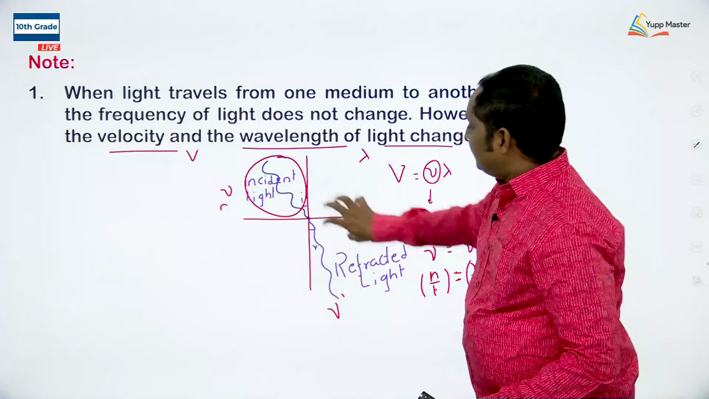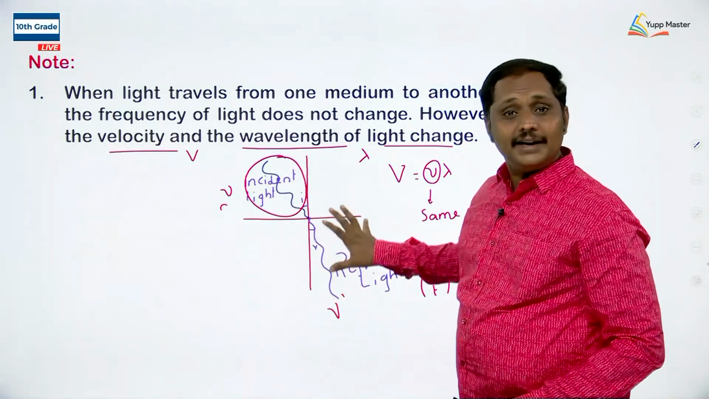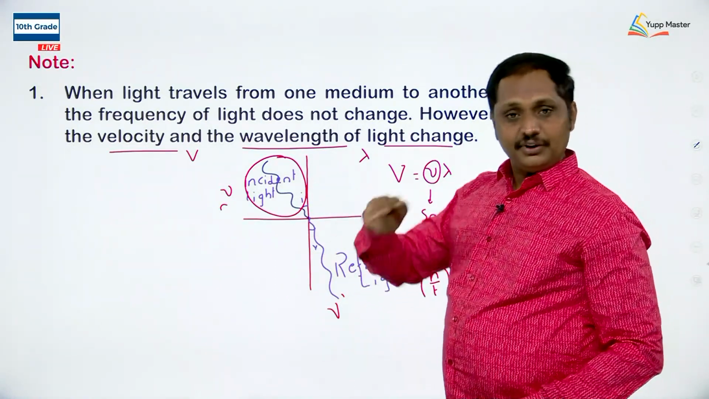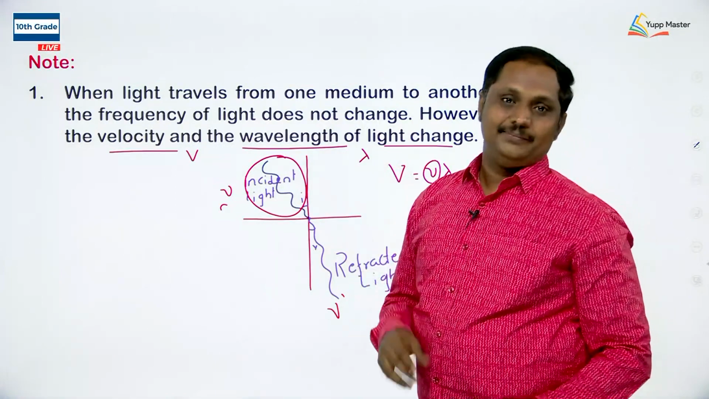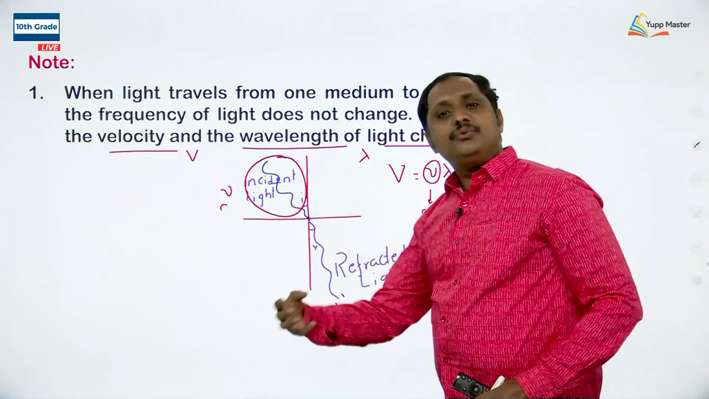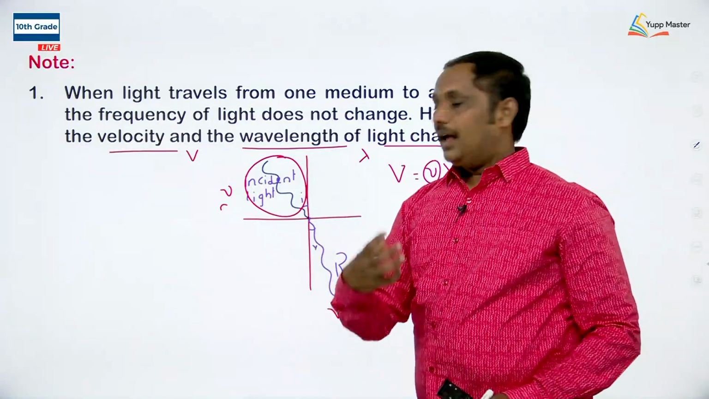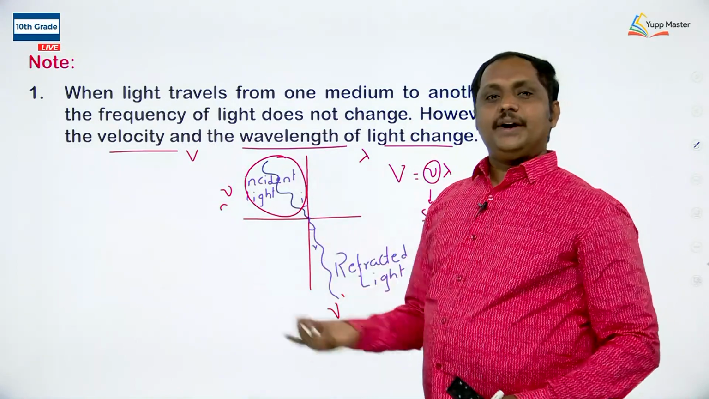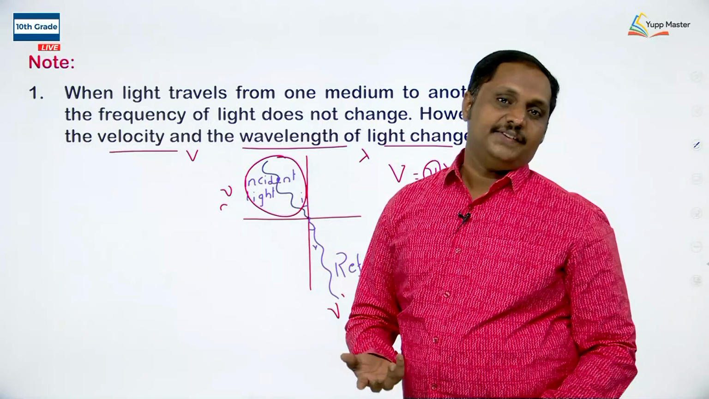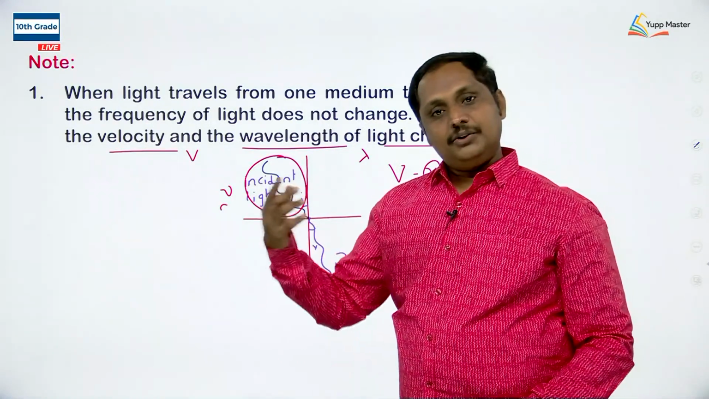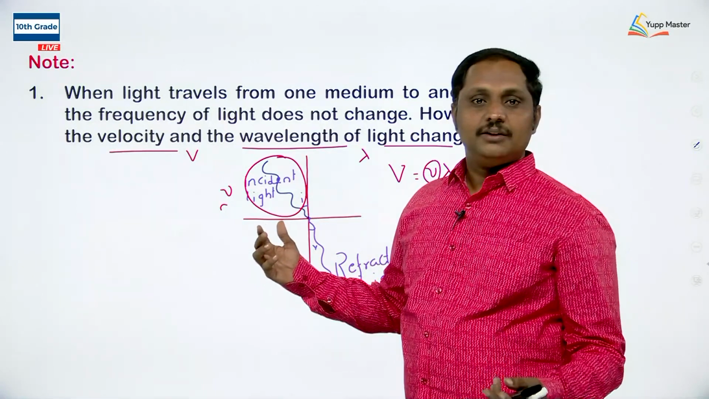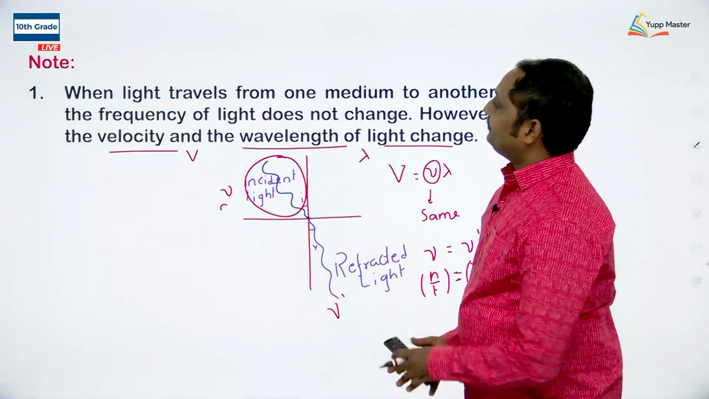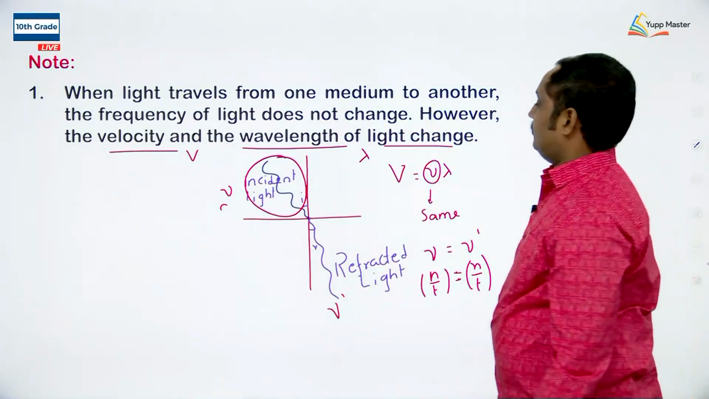While we are talking about energy, in the case of refracted light, the energy is going to be less. Some portion of the energy of the incident light has been absorbed by the medium, that is very clear. So, we can decide that the wavelength changes. Due to the change in wavelength, the velocity also changes. So, it is very clear that the frequency of light does not change, no doubt at all.